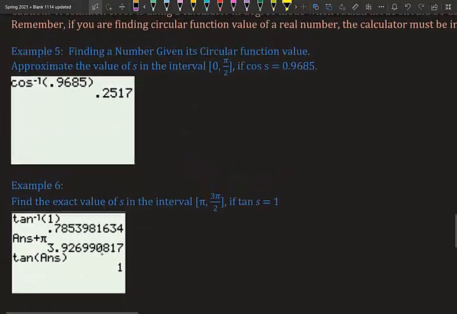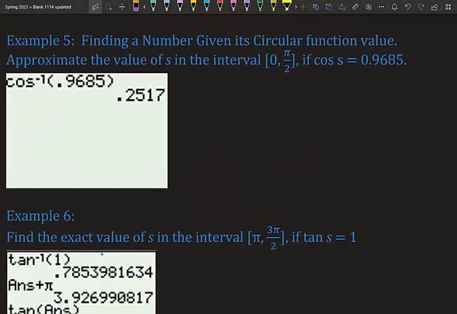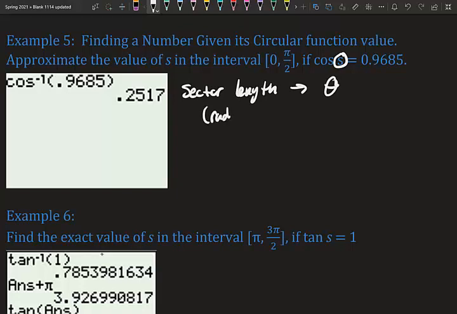Example 5. Finding a number given its circular function value. Approximate the value of s in the interval 0 to pi over 2 if cosine s equals 0.9685. So what we're doing is we're trying to find theta. We're trying to find the sector length. Remember, sector length is just theta. This is radian, this is degree. So they're meaning the same thing.